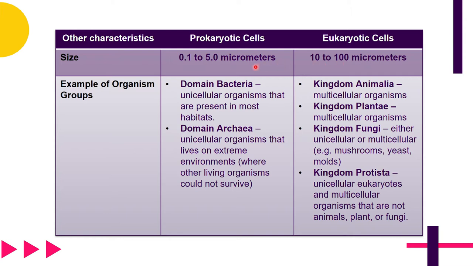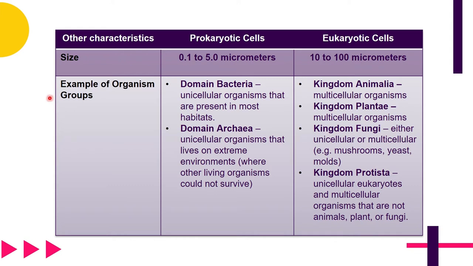So as you can compare the size between prokaryotic cells and eukaryotic cells, eukaryotic cells are bigger. What is the reason why eukaryotic cells are much bigger in size compared to prokaryotic cells? That is because eukaryotic cells have more membrane-bound organelles. Eukaryotic cells are much more complex compared to prokaryotic cells, which don't have a nucleus and don't have membrane-bound organelles. So prokaryotic cells are much simpler compared to eukaryotic cells.